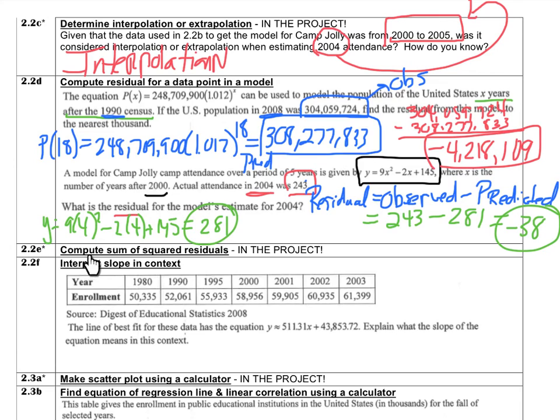2.2e, you're going to compute the sum of the squared residuals. This will be done solely in the project. 2.2f, interpret the slope in context.